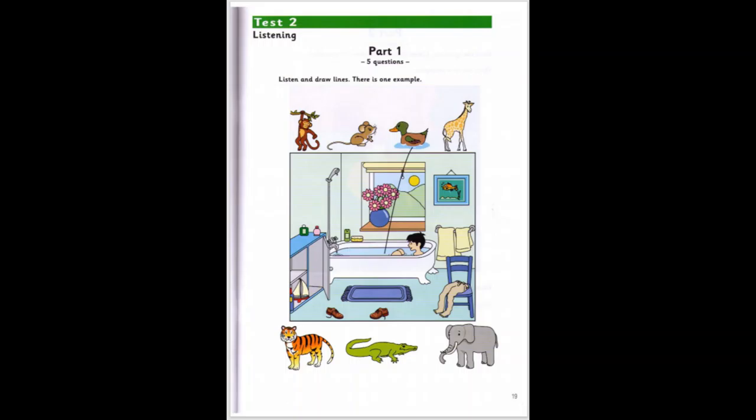Five. And now? The crocodile. Put it between the boy's shoes. Pardon? Put the crocodile between the two shoes, please.